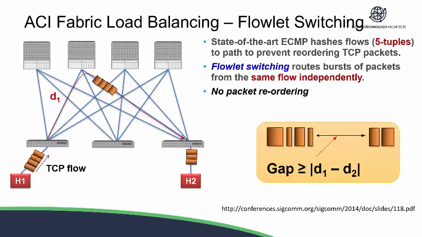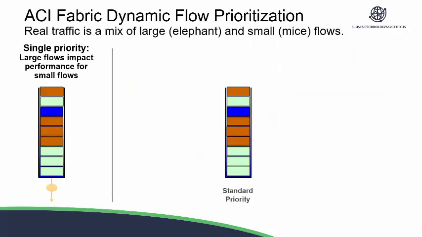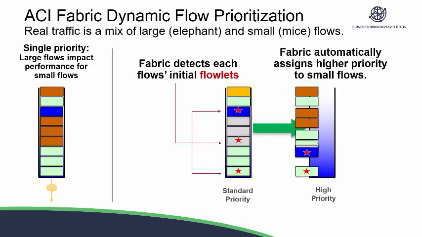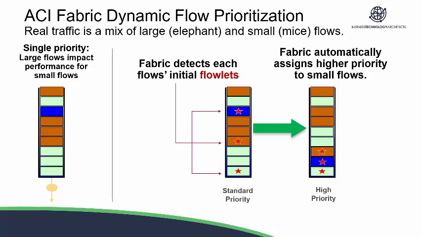As you can see here, we've got a large flow and a small flow, and you can see how those flows are distributed amongst the fabric using ECMP. ACI will clock the big flows, so that leaves gaps to fit small flows in between. Interleaving flows provides more efficient use of links, generally 20 to 35% better performance in a steady state. You can see large flows impact the performance of small flows, so we just slot those small flows into the large flow traffic. The fabric will detect each flow or flowlet, and the fabric will automatically assign higher priority to small flows.